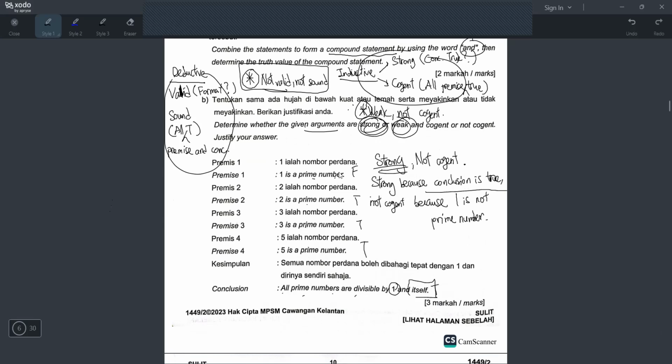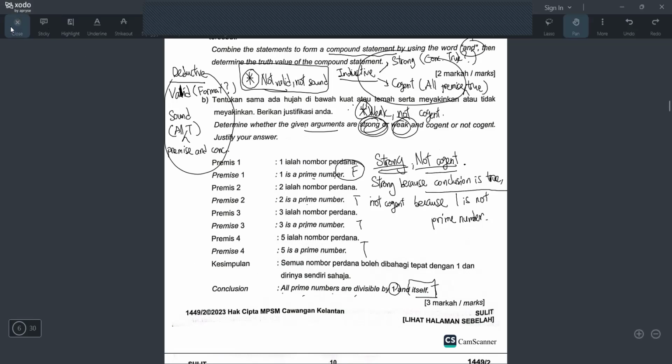1 is a prime number is false. 2 is a prime number is true. 3 is a prime number is true. 5 is a prime number is true. So premise 1 is false. So when one of the premises is false, we have to write not cogent, right? That's why I write not cogent, because 1 is not a prime number. Or you can also say because not all premises are true. One of the premises, premise 1, is false. That is why it's not cogent, right?